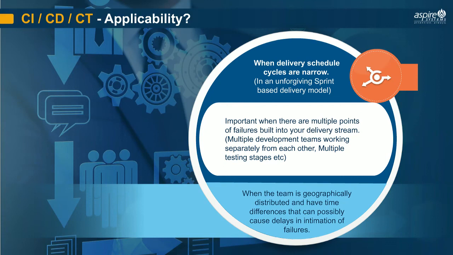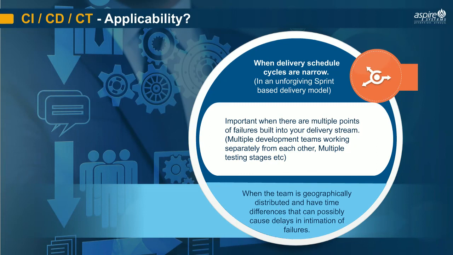Similarly, if there are multiple points of failure built into your delivery stream, suppose there are multiple modules each being developed separately, and the integration testing needs to be done before release, and there are multiple points of integration between your modules, this makes it a prime criterion for CI/CD. The integration testing is the primary aspect here. This is what makes it applicable, and this can also be done when the teams are distributed.